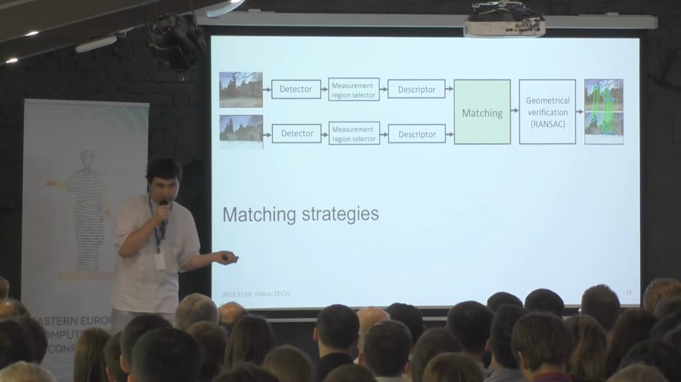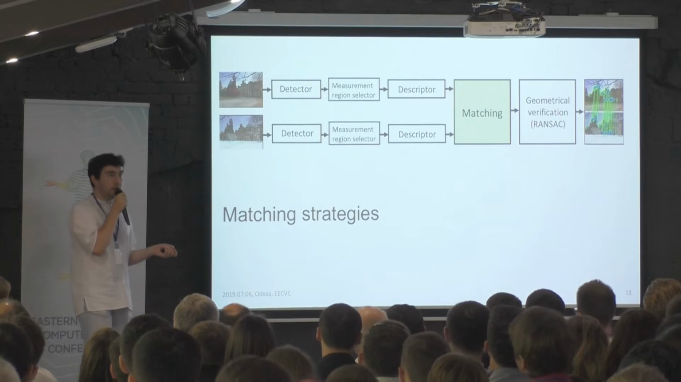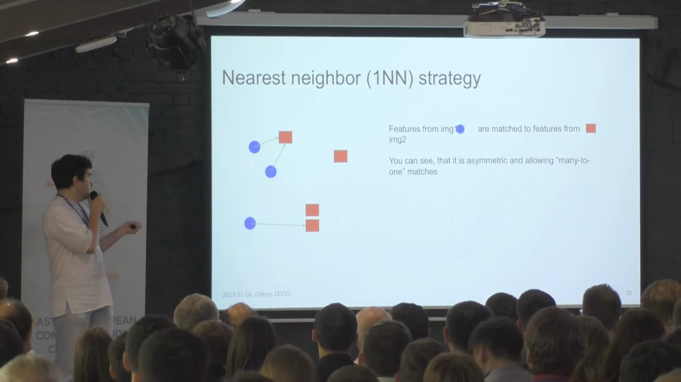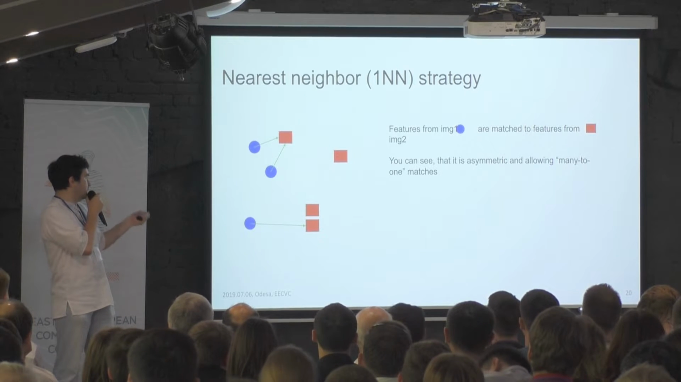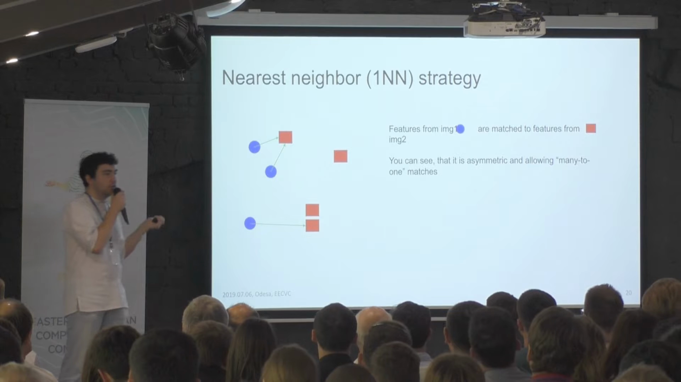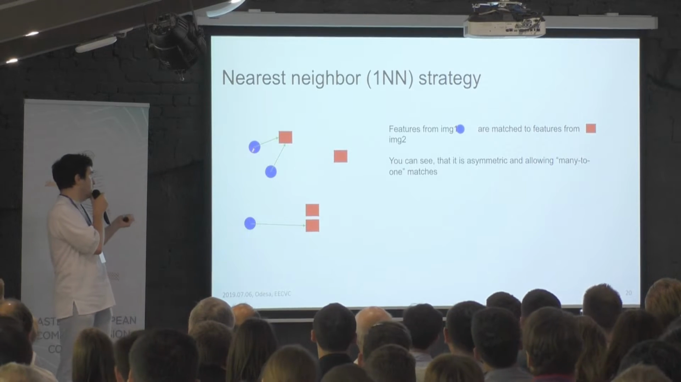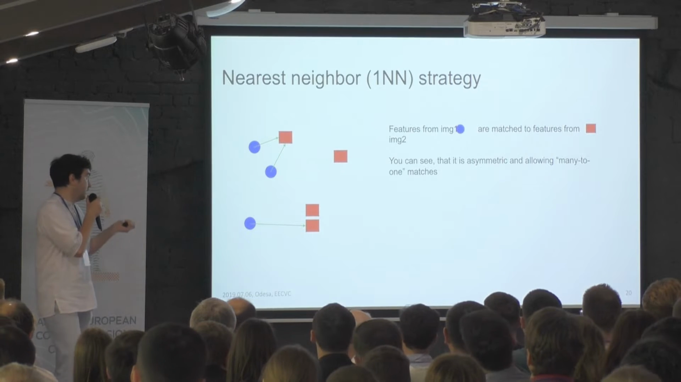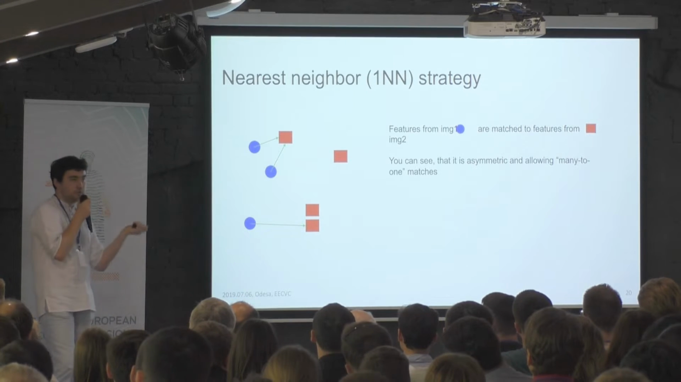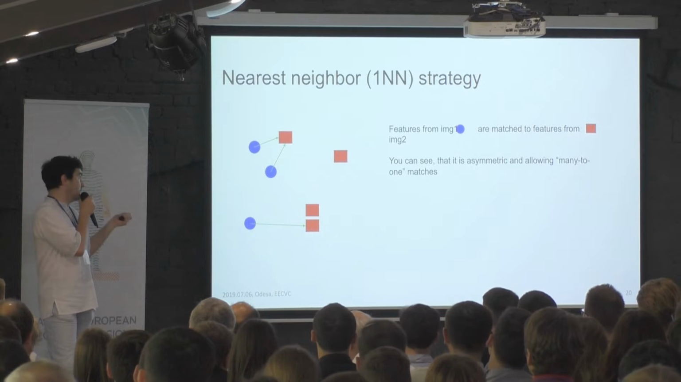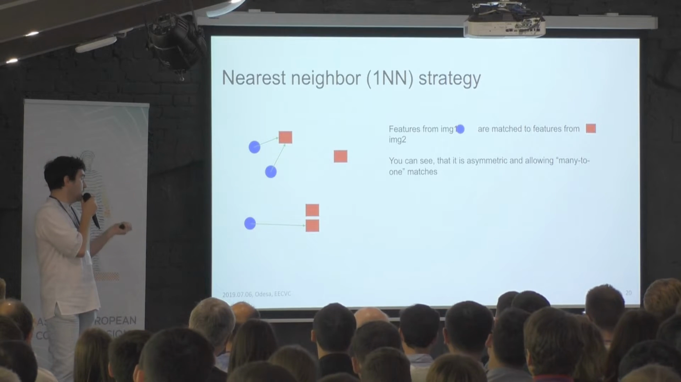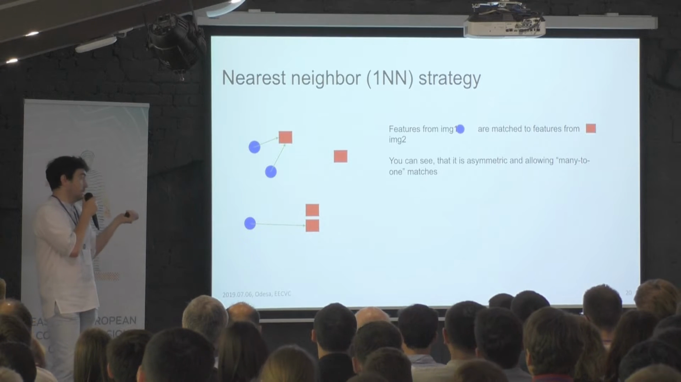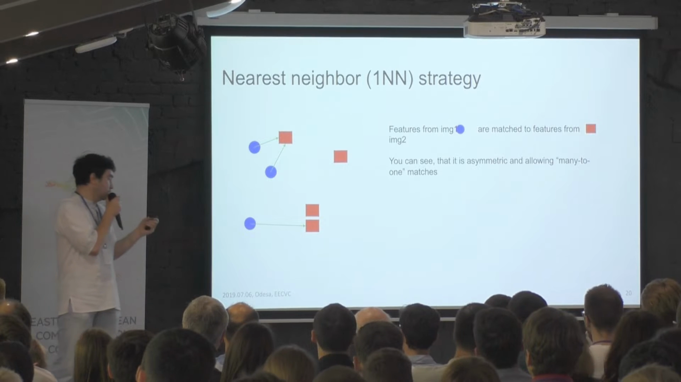Now, matching. A very, very simple thing, but it can also have problems. Let's start with the basics. Here are descriptors from image 1, here are descriptors from image 2. This is the descriptor space, just as an example. For each descriptor here, we find nearest neighbors there. And you can already see the problem. First, you can have many-to-one correspondences. And second, maybe it's a coincidence that this corresponds to this, not to this, because they are really, really close.